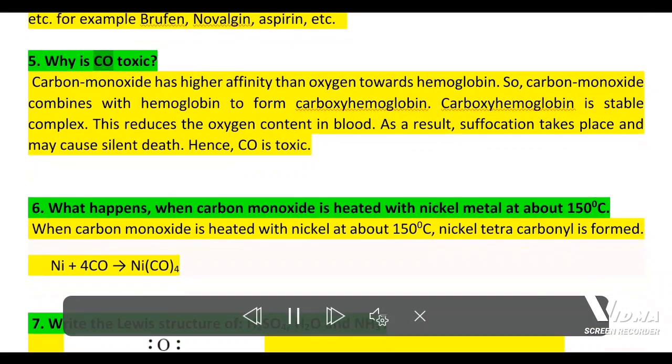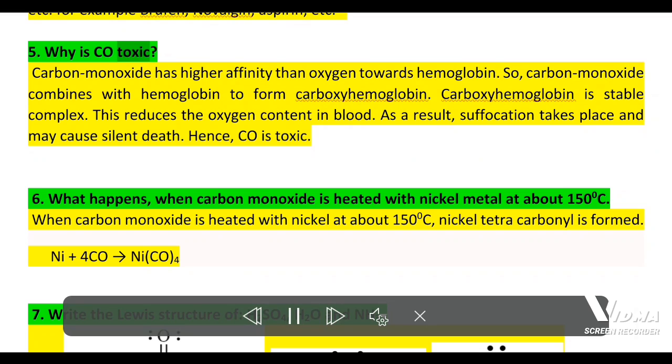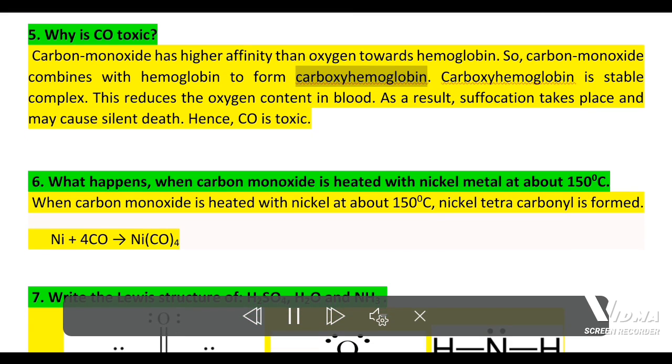5. Why is CO toxic? Carbon monoxide has higher affinity than oxygen towards hemoglobin. So, carbon monoxide combines with hemoglobin to form carboxyhemoglobin. Carboxyhemoglobin is a stable complex. This reduces the oxygen content in blood. As a result, suffocation takes place and may cause silent death. Hence, CO is toxic.